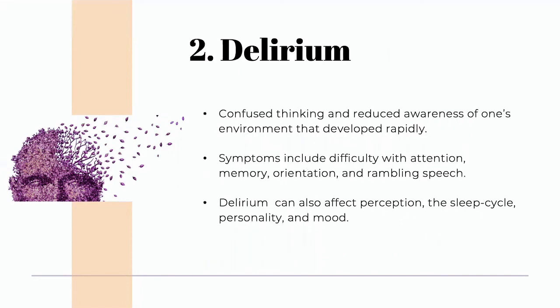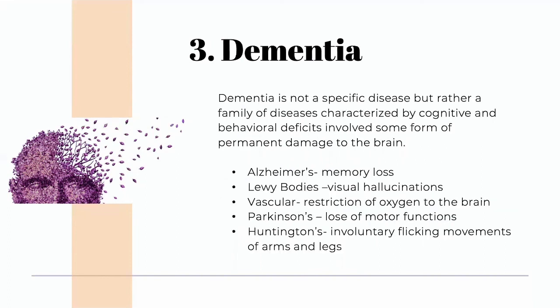Second is delirium, which is confused thinking and reduced awareness of one's environment that develops rapidly. The symptoms include difficulty paying attention, difficulty remembering things, disorientation, and rambling speech. Delirium can also affect perception, the sleep cycle, personality, and mood of the individual.